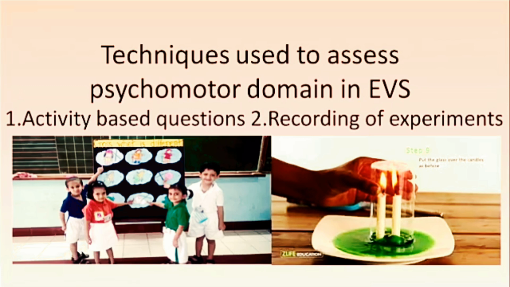Then what are the techniques used to assess the psychomotor domain? As I told you previously, we have three domains of objectives. First is the cognitive, second is the affective, and third is the psychomotor domain. The cognitive domain deals with the head part, the affective domain deals with the heart part, and the psychomotor domain deals with the hand part. Here the hand is involved, meaning learning by doing. So here we have to assess their doing capacity, how much they can do, how much skill they have developed.